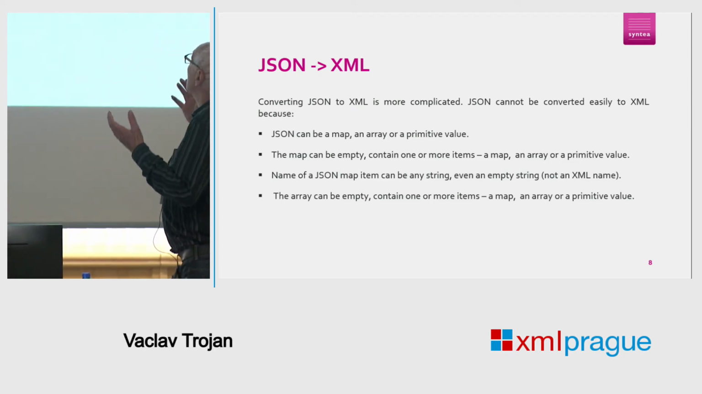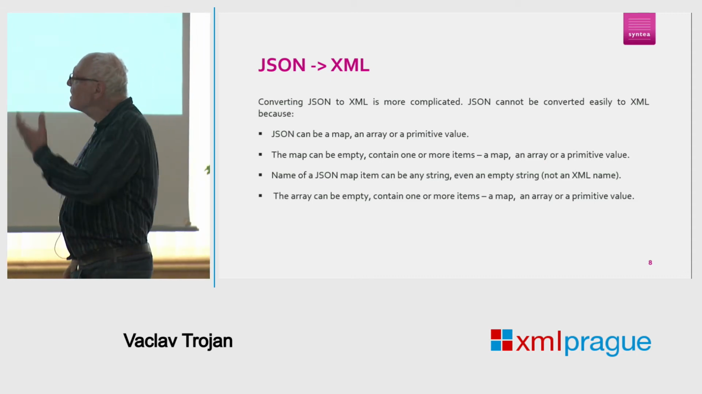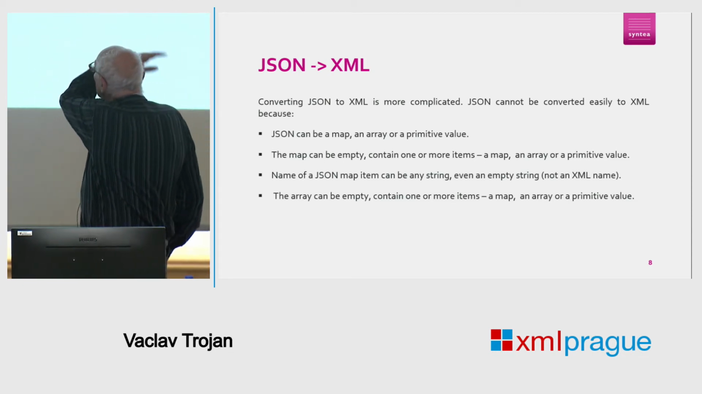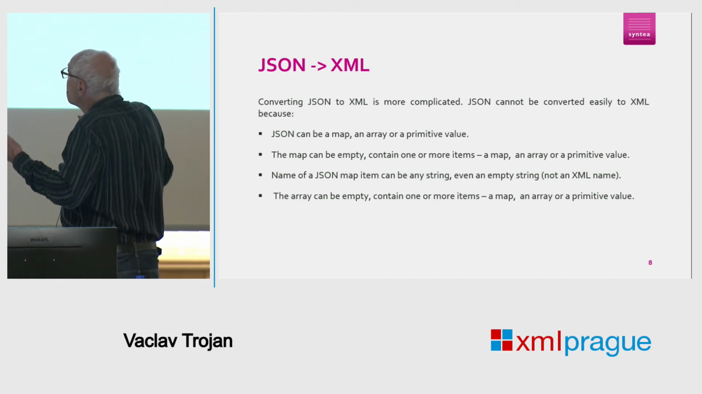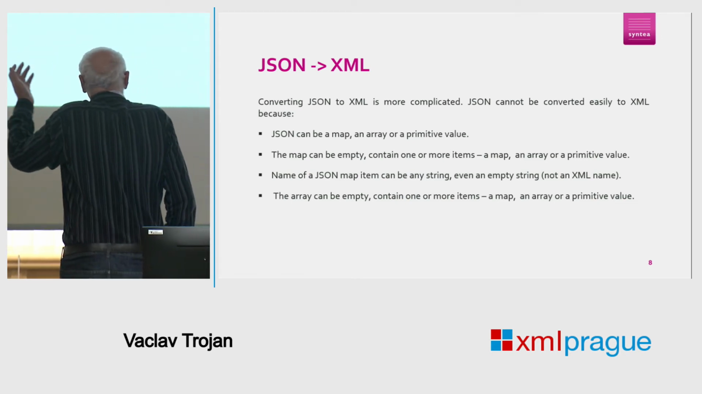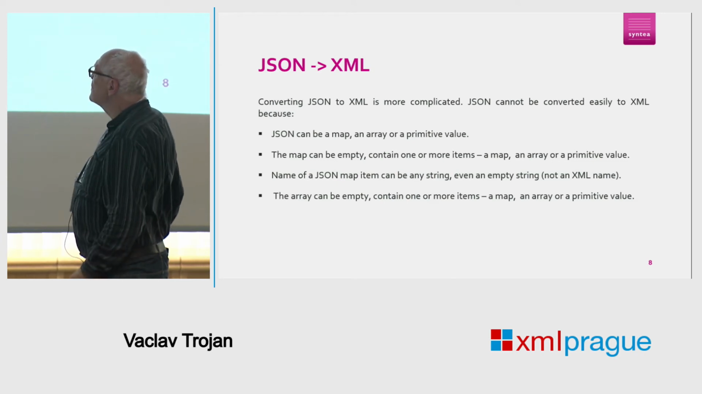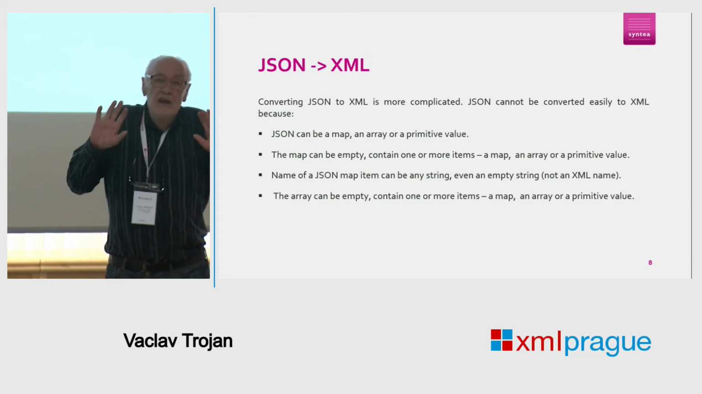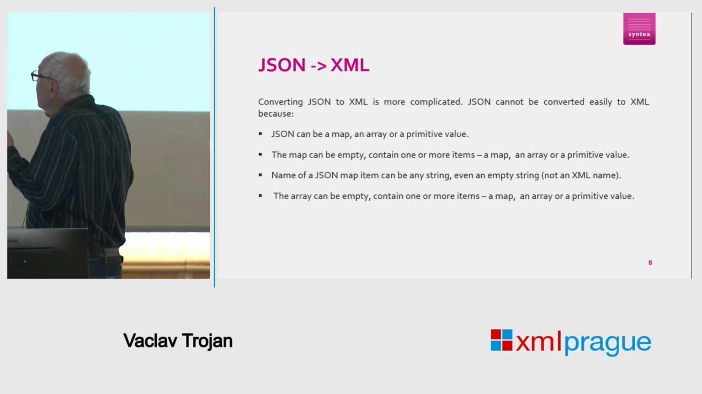JSON cannot be easily converted to XML. XML can be easily and precisely converted to JSON, but this is not so easy. Because JSON has maps, arrays, and primitive values. As the map can be empty, there is something new. What is the empty map in XML? The array can be empty. What is this empty array? The map can have more items. So if it's a map which has more names than one, if it's one, we can still transfer it to an element. But if it's more, we will need something special.